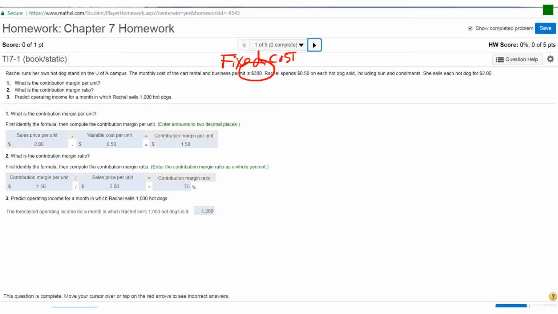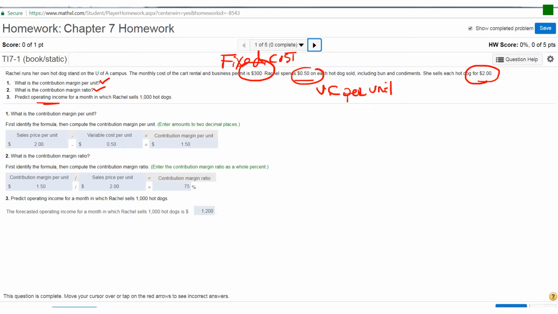It goes on to say that Rachel spends 50 cents on each hot dog sold, including bun and condiments, and she sells each hot dog for $2. So there's the sales price. The 50 cents, that would represent your variable cost per unit. Okay, so the requirements are they want you to calculate the contribution margin per unit, the contribution margin ratio, and then do a prediction based on this cost behavior.